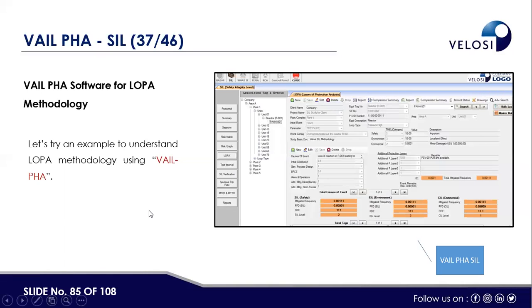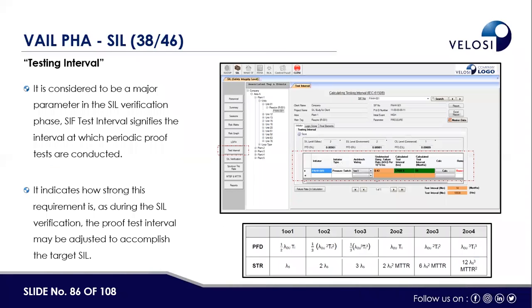Moving forward, now we have determined our target SIL by using 3 methodologies: risk matrix, risk graph, and LOPA method. In our software, we can also calculate the test intervals, that is, after how many intervals, after what frequency we can test our SIFs, when we can perform the functional test of our SIFs. So it is considered to be a major parameter in the SIL verification phase.